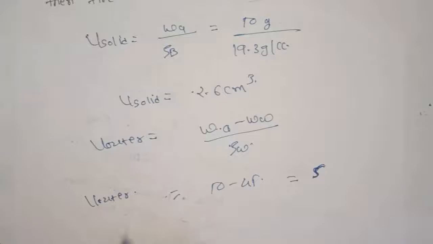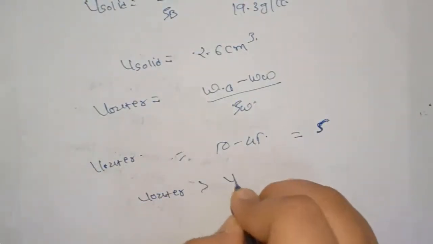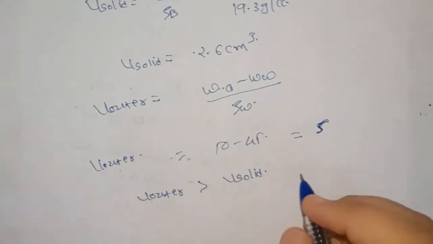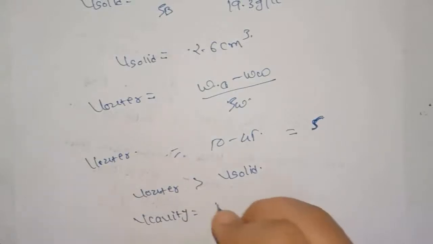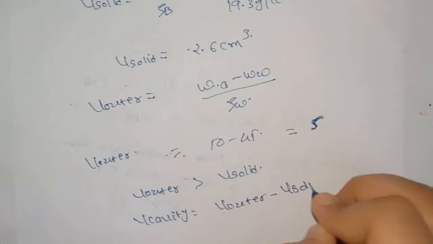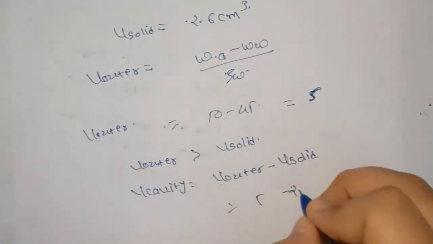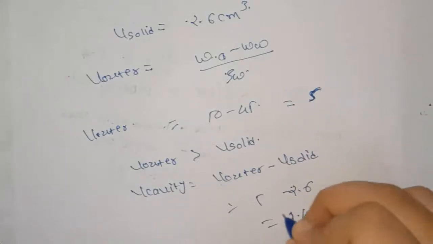As V outer is greater than V solid, there is a cavity inside, so volume of cavity will be V outer minus V solid, that is 5 minus 2.6, that is equal to 2.4 centimeter cube.